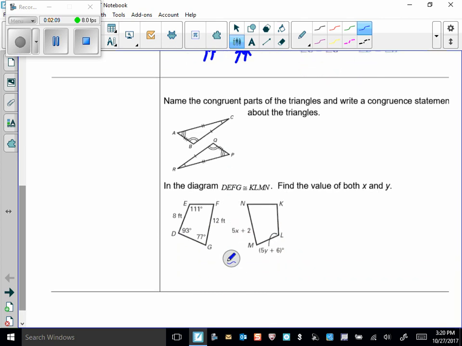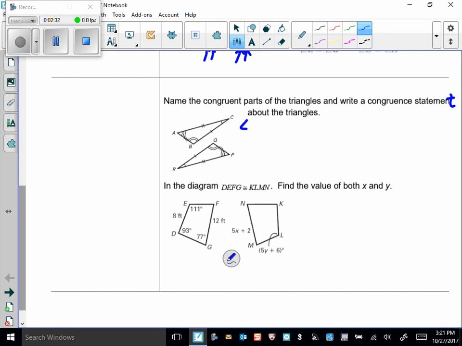Okay, so let's take a look at these two triangles here, and name the congruent parts of the triangles and write a congruence statement. It looks like everything is labeled. All the sets are labeled as congruent. So we're going to tell all the things that are congruent, and then we're going to write this triangle is congruent to this one.